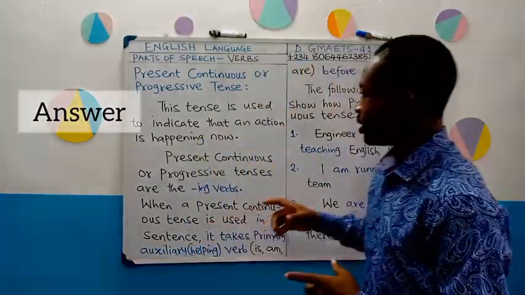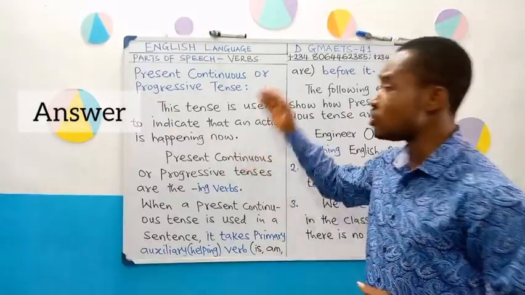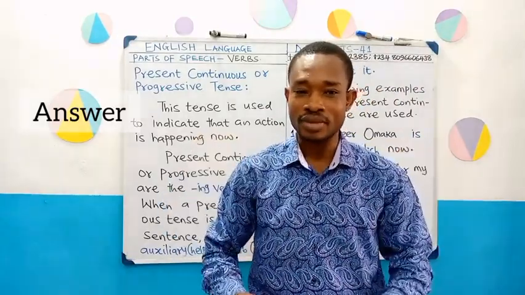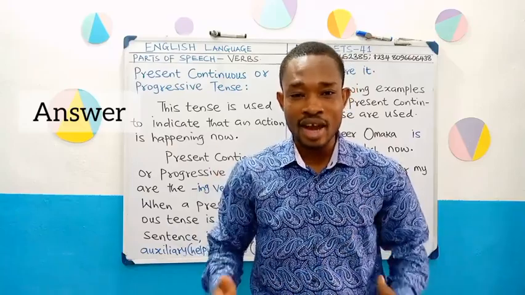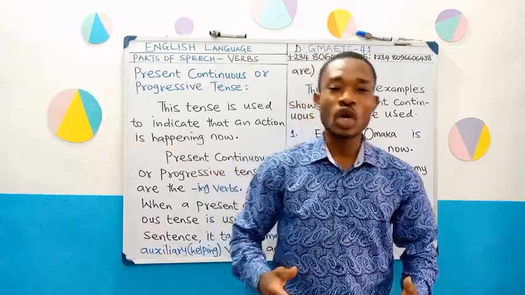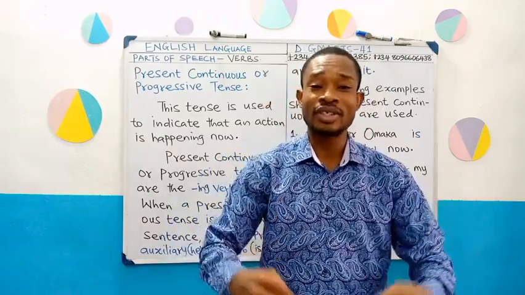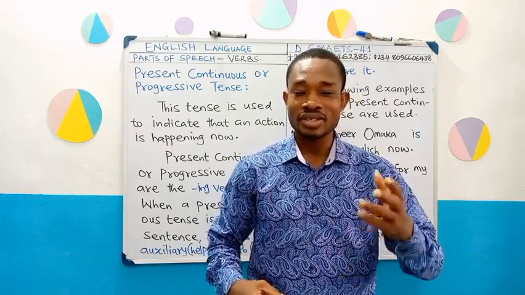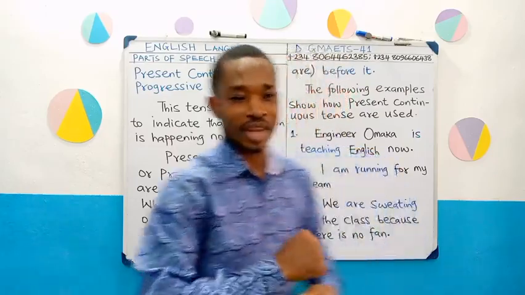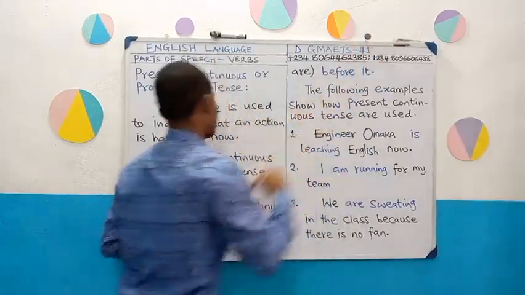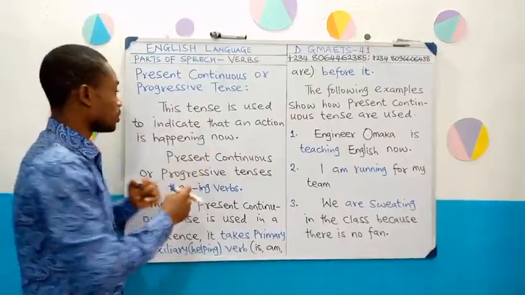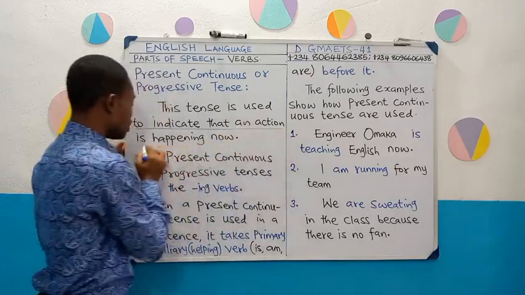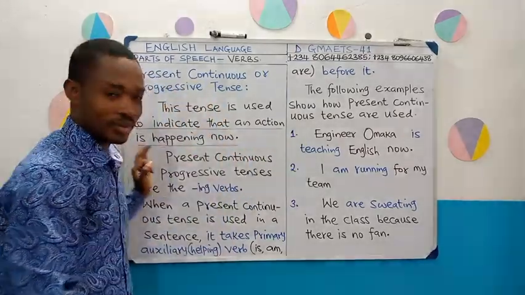A present continuous tense is a tense that is used to show that an action is happening now. An action is taking place now. So whenever you want to talk about something that is happening now, the verb you use there is present continuous tense. Let me underline the key word again. Very important. So you have this key point as you are reading through. The tense is used to indicate that an action is happening now.